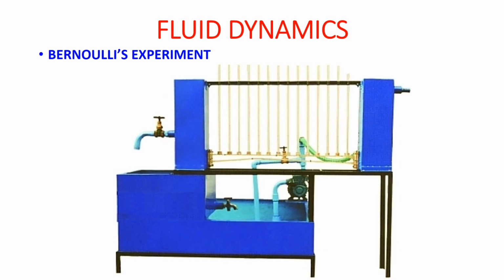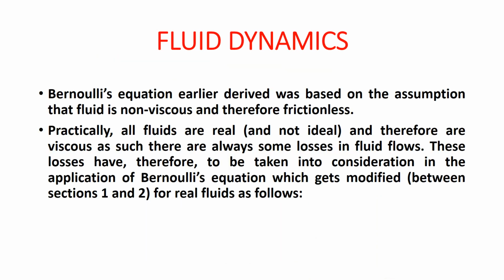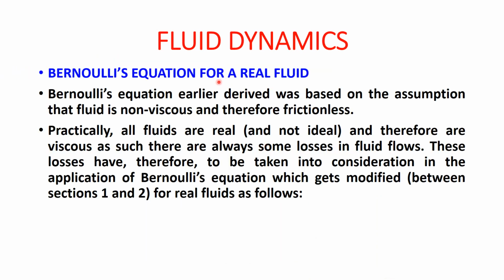Then going for the next point, Bernoulli's equation for a real fluid. Up till now we have seen it for ideal fluid, so now we have to go for real fluid. It was earlier derived based on the assumption that the fluid is non-viscous and therefore frictionless, right? Now practically all fluids are real and therefore viscous, and therefore there are always some losses in fluid flows. These losses are taken into consideration in the application of Bernoulli's equation, which gets modified for real fluids as follows between sections 1 and 2.